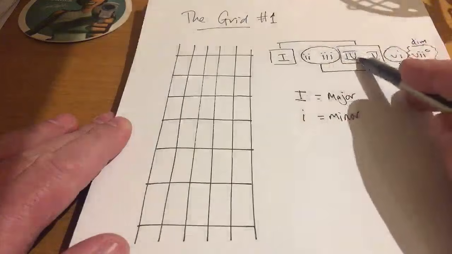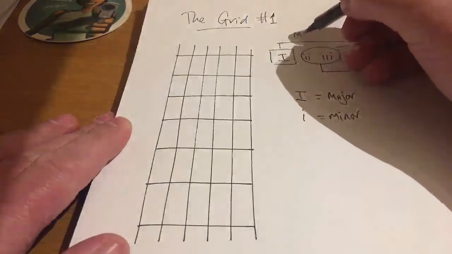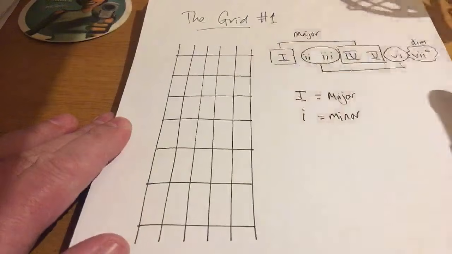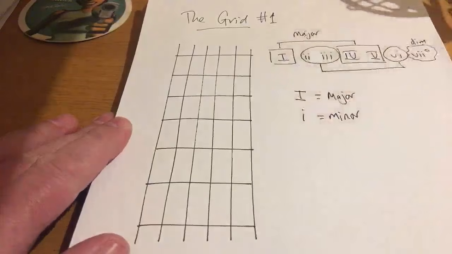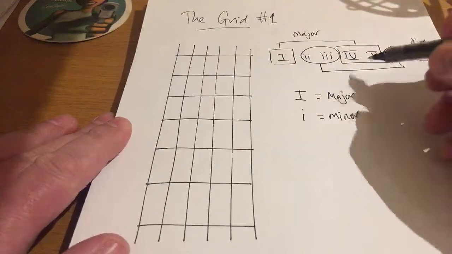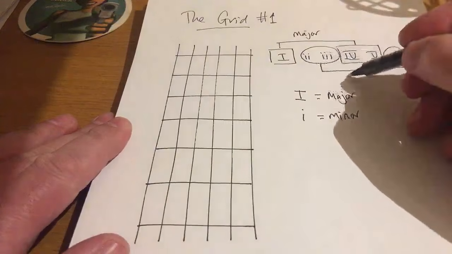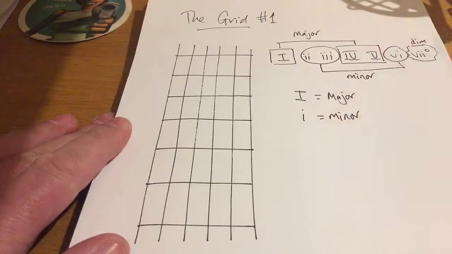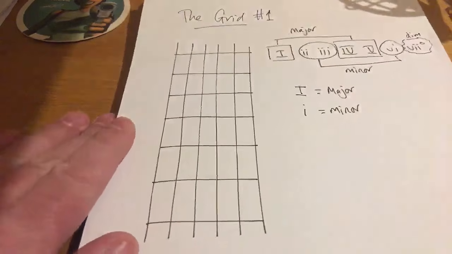Notice here, chords 1, 4 and 5, they are your major chords. Those are your major triads, your basic bar chords. And 2, 3 and 6, these are your minor chords. Those are your minor triads there.